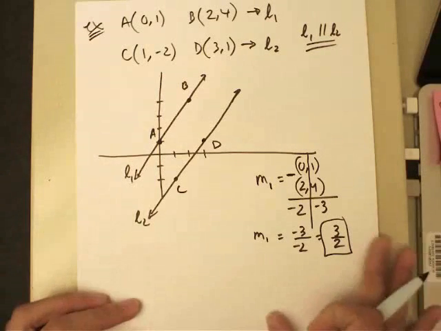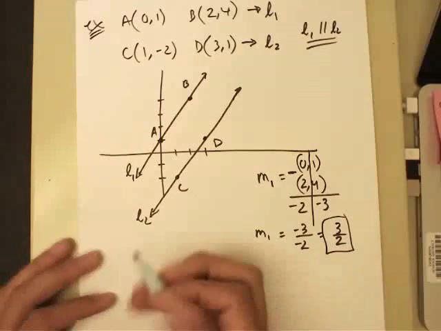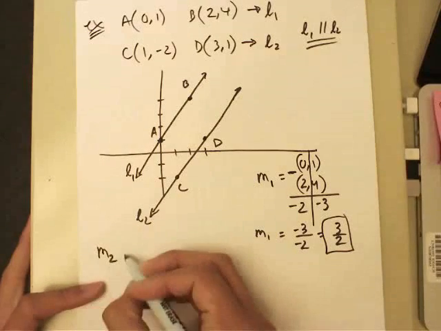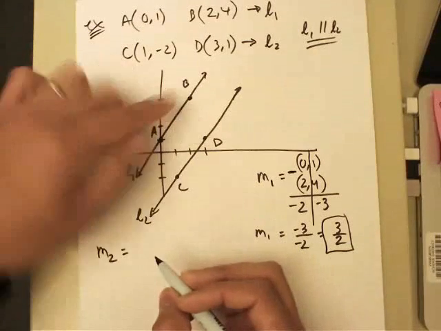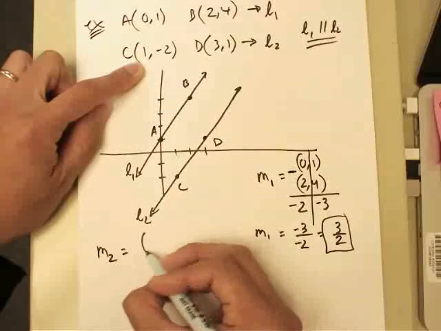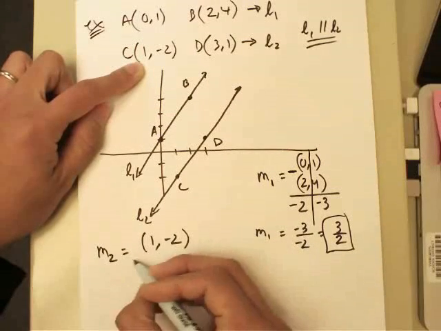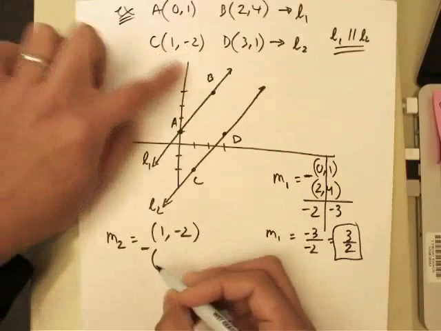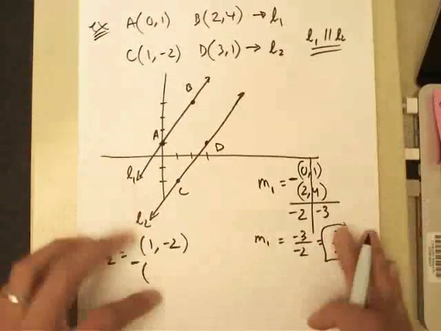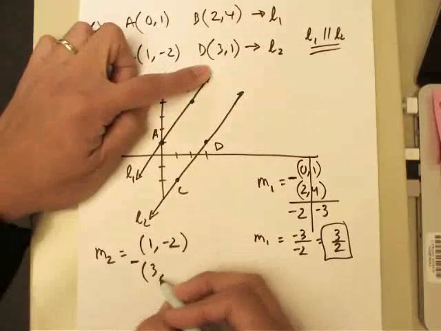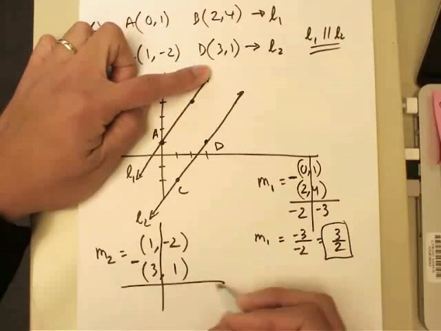It's positive slope. Let's do the same thing for line 2, which we'll call M2. I'm using these 2 points, C and D. So here we go. 1, -2, subtract 3, 1. Okay, I'm using point C and D for line 2. So here's 3 and 1. Let's set it up and start subtracting again.